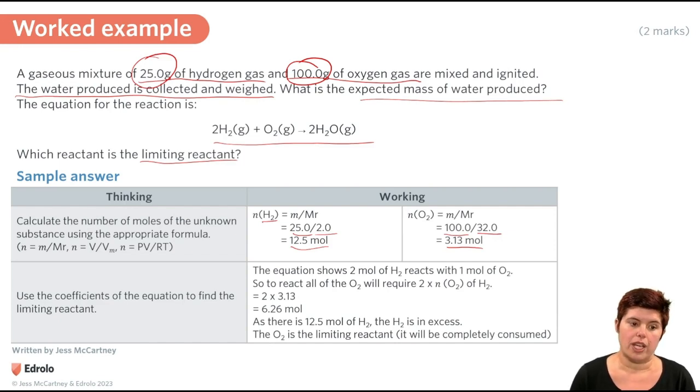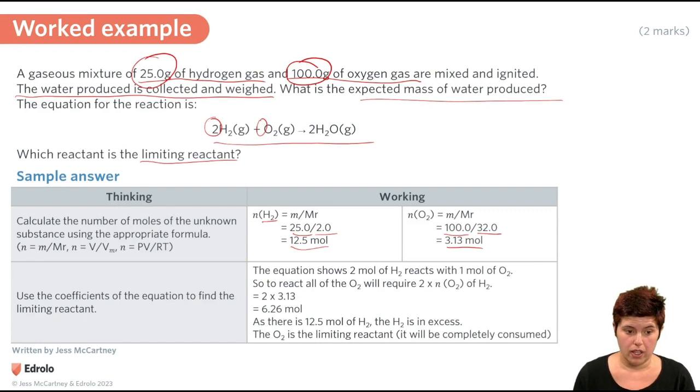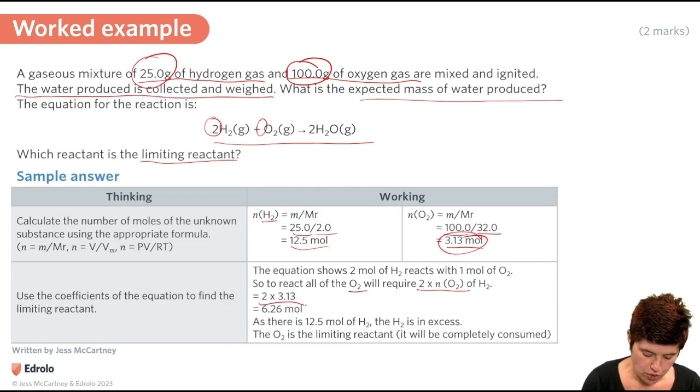Now, the next thing is looking at the equation. The equation is so important. This one is given to us, which makes it nice and easy. But if you do have to write an equation yourself in other types of questions, please make sure you are balancing it. It's so important that it's balanced correctly. If you're looking at the equation, you can see that 2 mole of H2 react with 1 mole of oxygen. If there's nothing in front, we assume it's a 1. So we need 2 lots of these to react to the 2H2 in the equation. So 2 times 3.13 is 6.26.